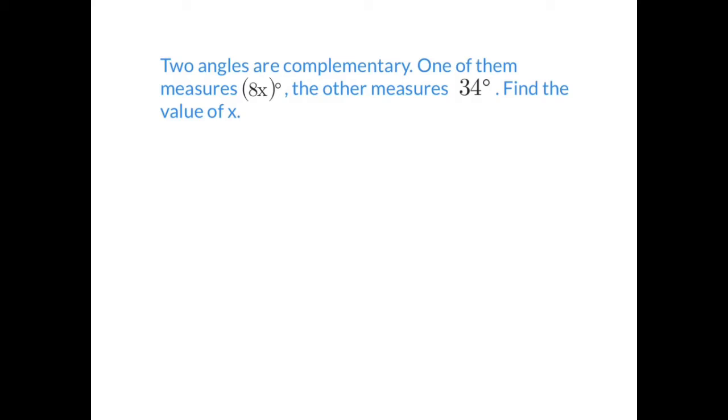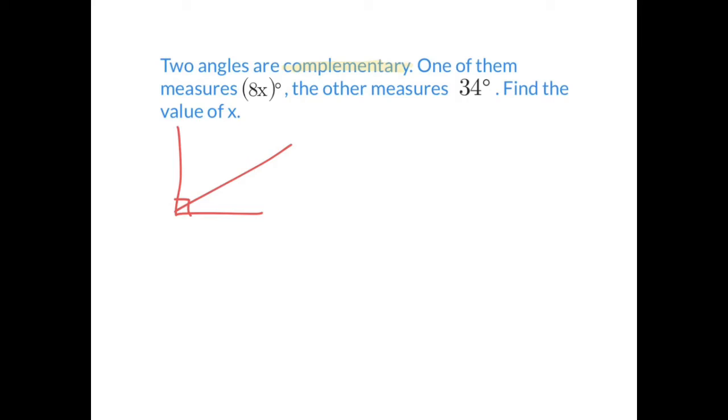Okay, this is going to be our last example for this video, our word example for complementary this time. It says 2 angles are complementary. One of them measures 8x degrees and the other measures 34 degrees. So just drawing this example really quickly. Complementary means that I have 90 degrees there. I'm just going to split it.